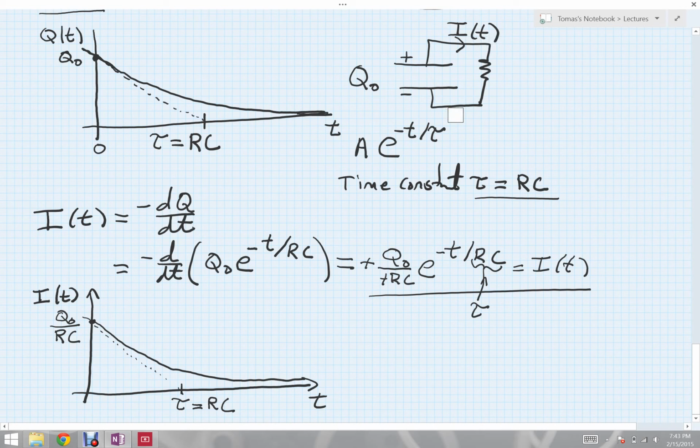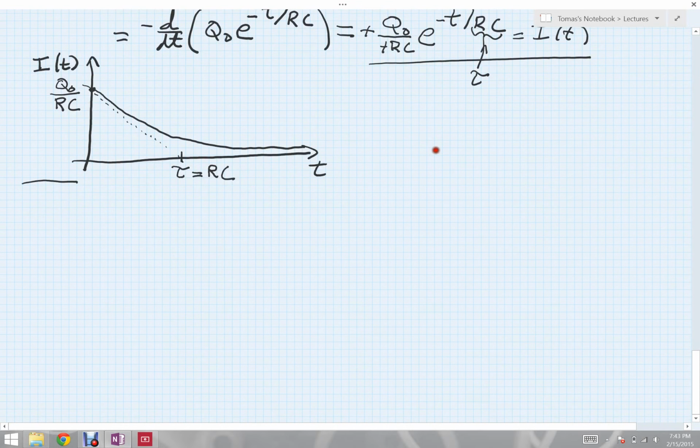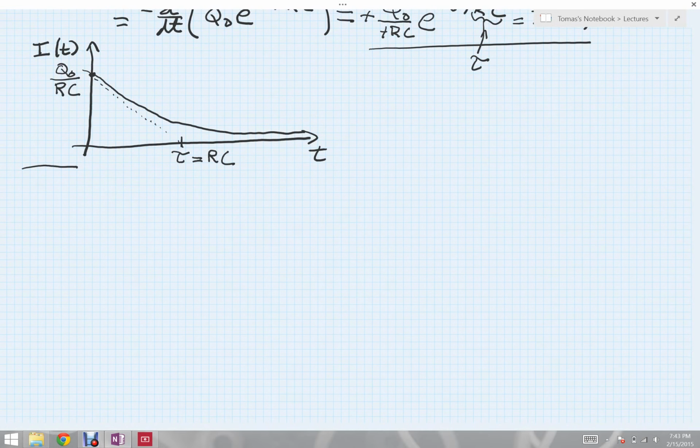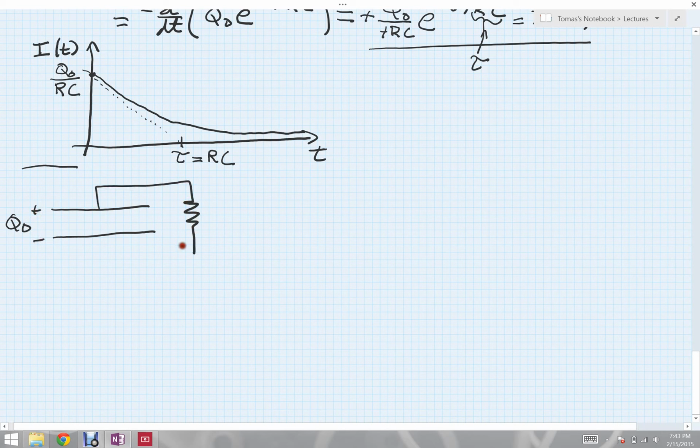Now, those two results are actually evident in the particular result that I found here for the current I as a function of time t. So let's take a look. You notice the initial current. The initial current occurs when I've got my capacitor charged up, right? It has a charge Q naught on it, and it's wired up to this resistor.